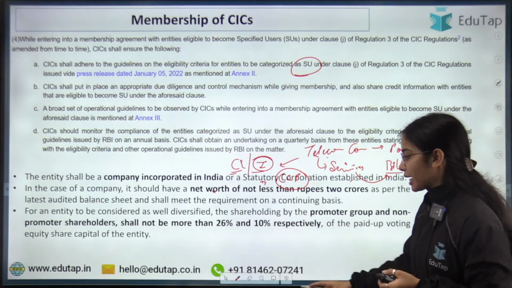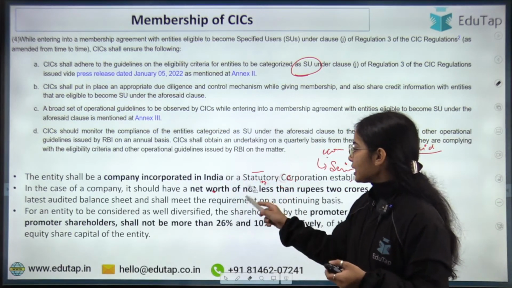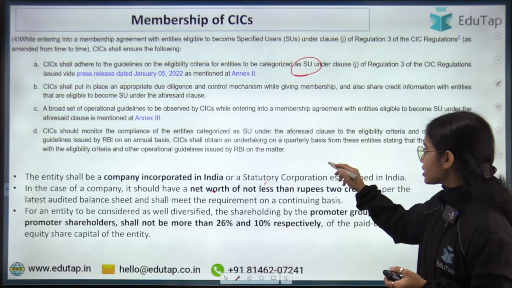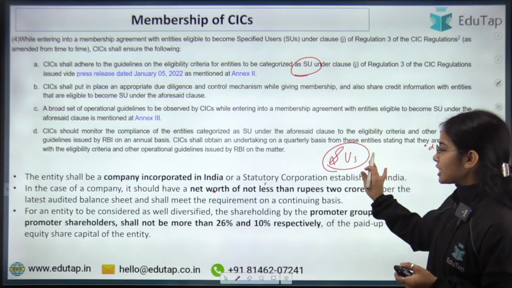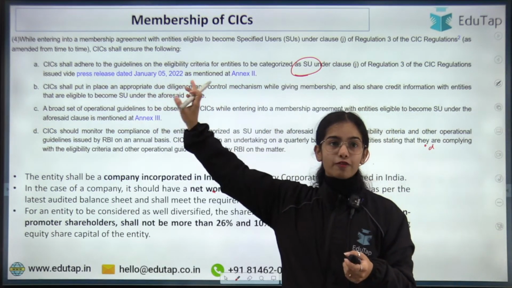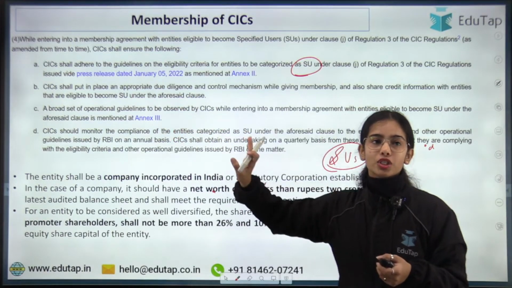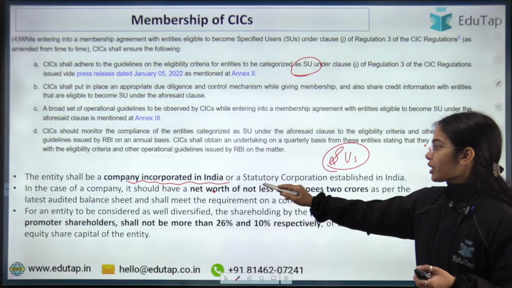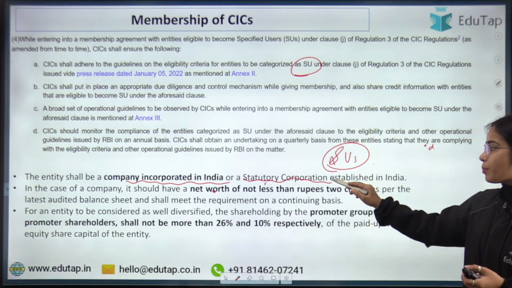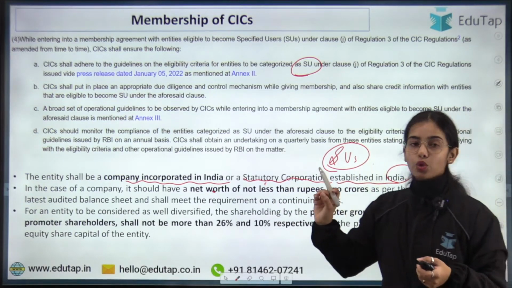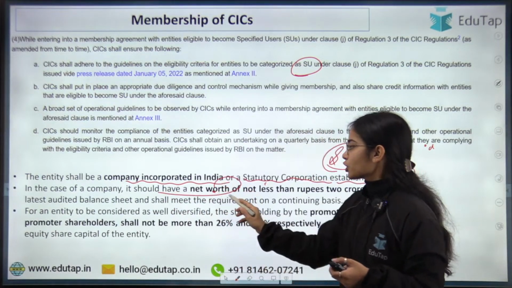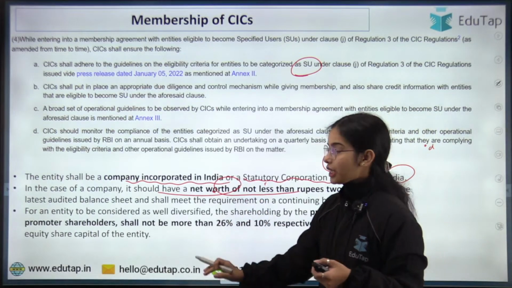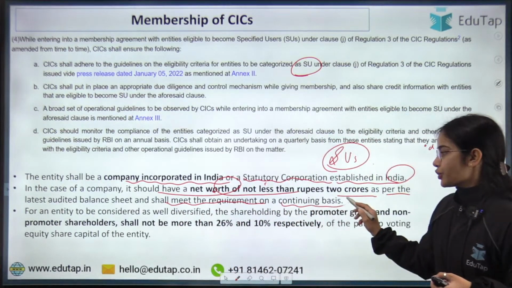For that there are some guidelines. First of all, if you want to become a specialized user and get the data from the credit information companies, the entity shall be a company incorporated in India or a statutory corporation established in India. In the case of a company, it should have a net worth of not less than rupees 2 crores as per the latest audited balance sheet, and shall meet the requirement on a continuing basis.